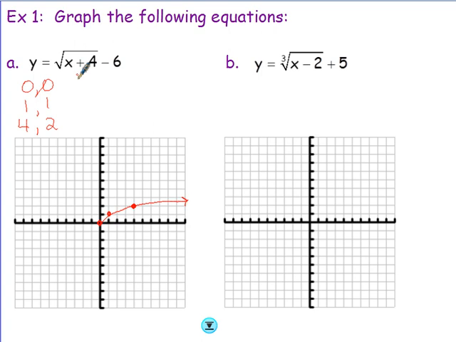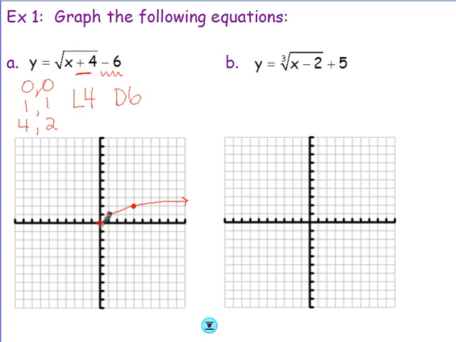I'm going to look here. I see a positive 4. Since it's positive, it goes left 4. I look over here, I see a negative 6. Since it's negative, I go down 6. All I'm going to do is take all 3 points, count left 4 and down 6.